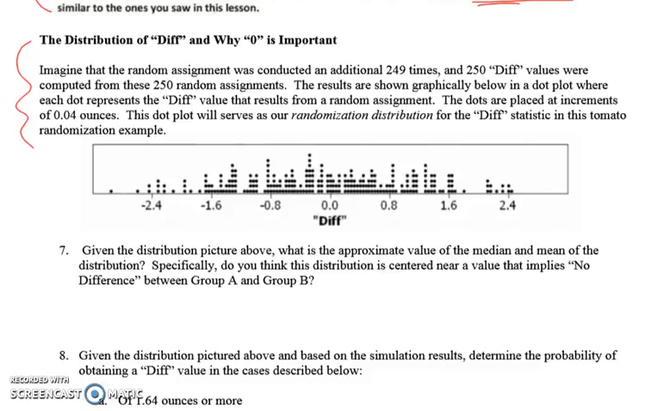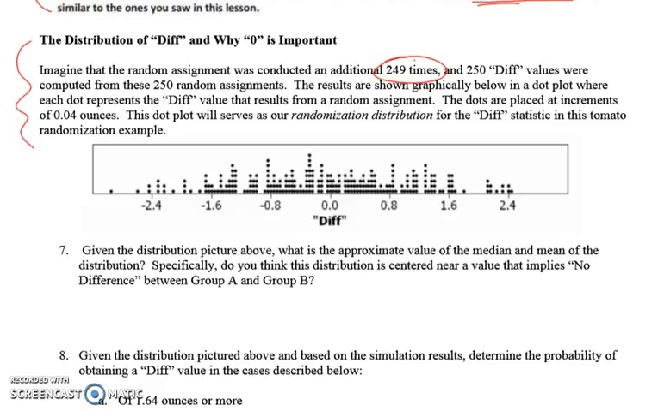So I grouped the tomatoes into group A and group B, and I got the difference of the means. Now, what happens in this simulation is I'm going to do the same study 249 more times. So I'm going to place the tomatoes in group A and group B again, but I'm going to put different tomatoes in group A and group B. So maybe instead of putting tomato 1 and tomato 4 and tomato 5 into group A, maybe I'll do tomatoes 7, 8, 9, 10, and 2 in group A.